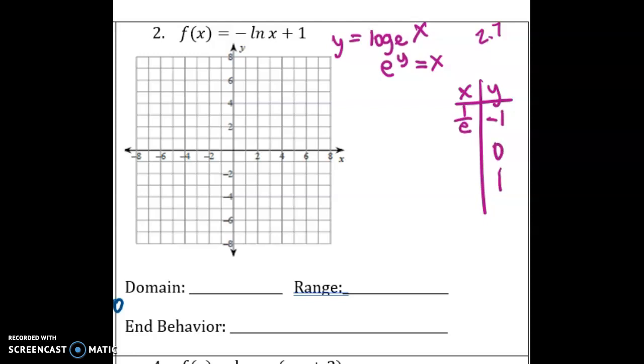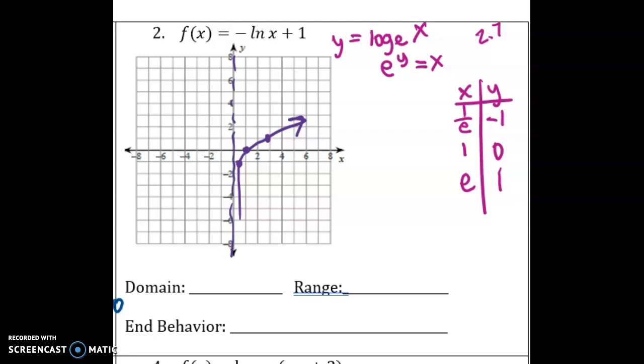So this is 1 over e. I would not figure out what that decimal is. Just say 1 over e. It's about a third. And then 1, and then e. So let's plot those parent points. 1 over e and -1, so about right there. And then 1, 0. And then e, which is a little bit more than 2.5, and 1. So here we go. We have our asymptote.